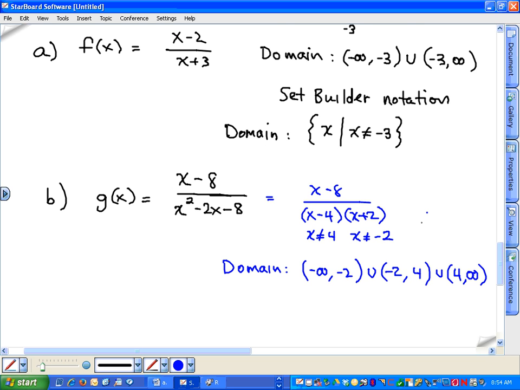That's interval notation. Using set builder, what is the domain? x such that x is not equal to negative 2 or 4. x does not equal negative 2 and x does not equal 4.